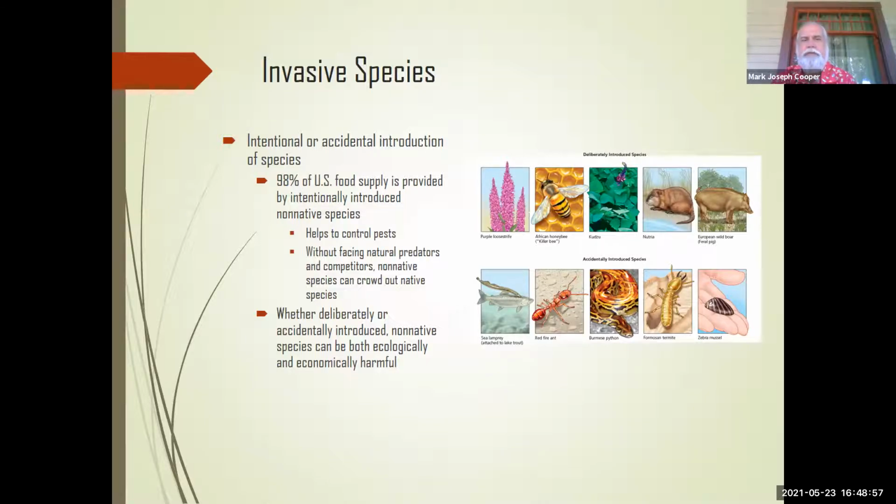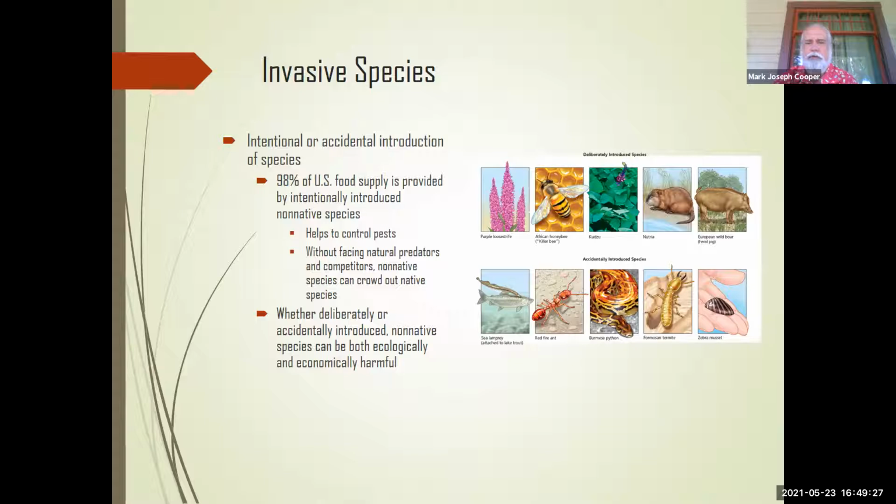All right, invasive or introduced species. We have lots of them. Some are intentional, some are accidental. 98% of US food supply is provided by intentionally introduced non-native species. So that's what we call crops. We also bring in, as we bring in these foods though, often we bring in things to help control pests. Sometimes it works, sometimes they breed out of control. They don't do what we expect them to do. And then sometimes when they're introduced, the introduction is accidental.